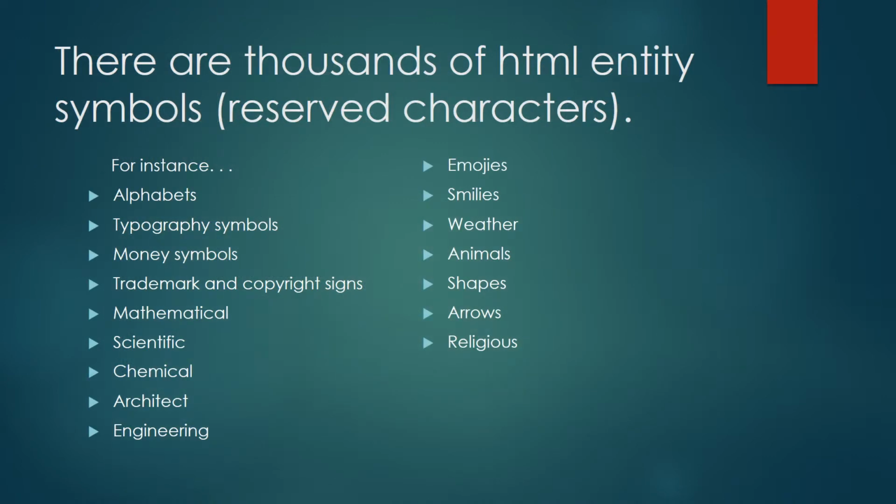There are over 14,000 different entity symbols with their corresponding codes. You can find many different sets of characters, including different alphabets, typography sets, money symbols, trademark and copyright signs, mathematical and scientific sets, and even fun icons and emojis like smiley faces and weather symbols.